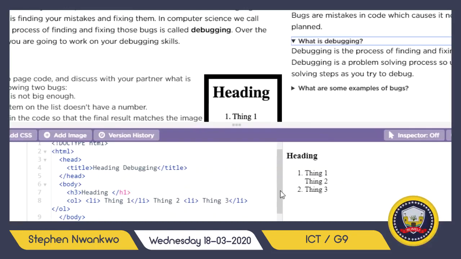Now let's look at this lesson. Do this. This is the instruction. Look at the web page code and discuss with your partner what is causing the following 2 bugs. 1, the heading is not big enough. Now this is the heading that was given. Over here, the heading is not big enough. It's a bug.